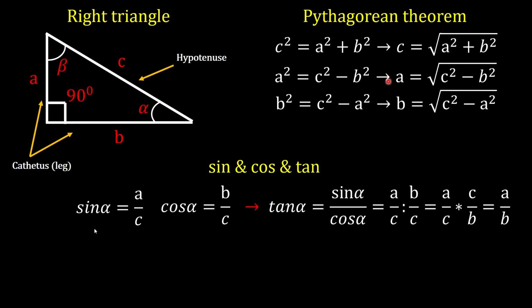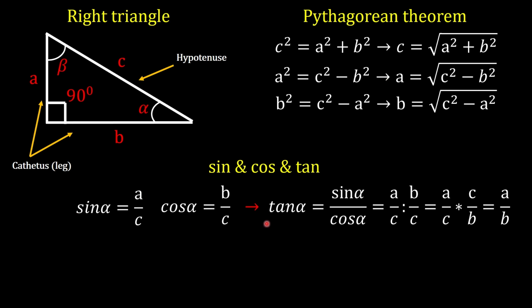So now that we can see sine, cosine and tangent, let's define them. The sine function is defined as the ratio of the opposite leg to the hypotenuse. The cosine function is defined as the ratio of the adjacent leg to the hypotenuse. And the tangent function is defined as the ratio of the opposite leg to the adjacent leg.